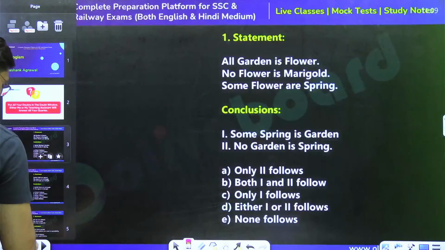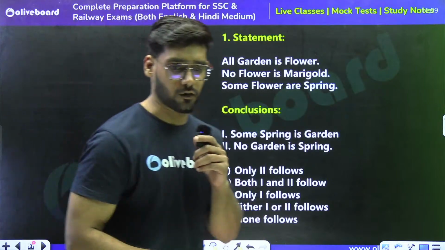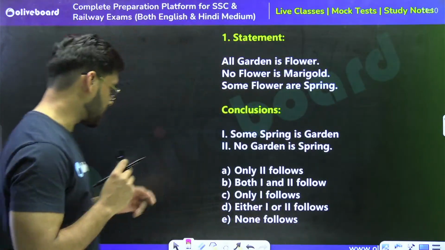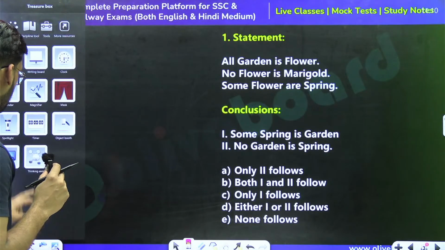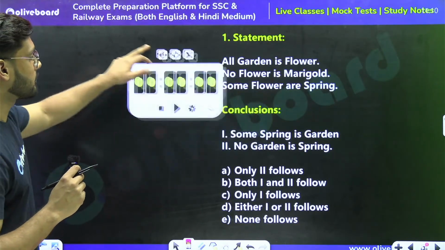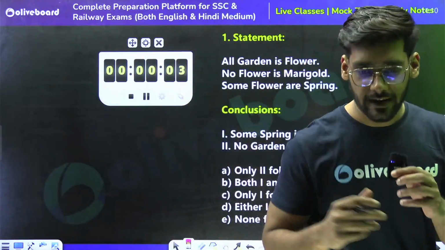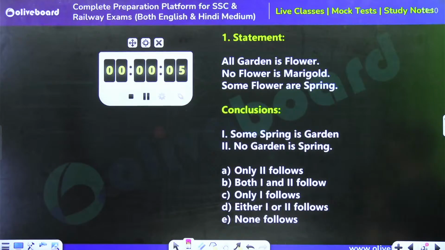Okay. So we are starting with the questions. We are starting with the syllogism question. The first question is on our screen. I am giving you 30 to 40 seconds to solve the question. Then I will let you know the right answer. Come on, everyone. Give it a try and let me know the right answer for this question.